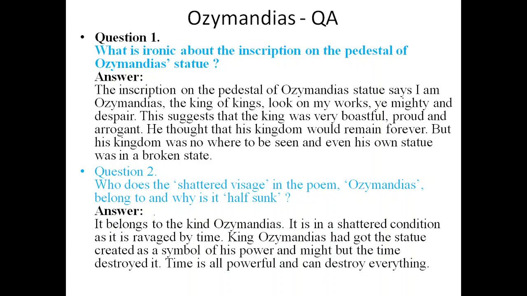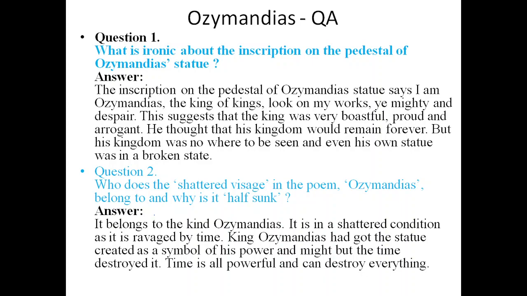What is ironic about the inscription on the pedestal of the Ozymandias statue? Ironic means something like sarcasm. What seems ironic to you about what is written on the statue and what is actual? On the statue is written, I am King Ozymandias, I am the greatest of all kings. And he is challenging everyone: you cannot come and equal my achievements. He is very boastful, proud, and arrogant. But the irony is that there is no trace of his kingdom now. Nothing can be seen around. There is only sand all around, and the statue itself is lying in a broken state. So that is the irony.